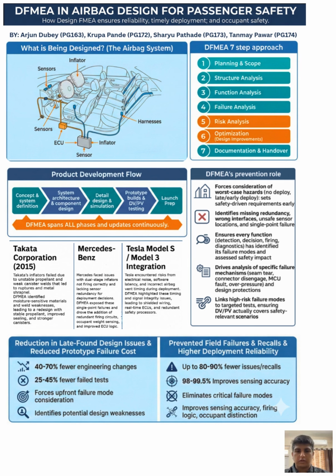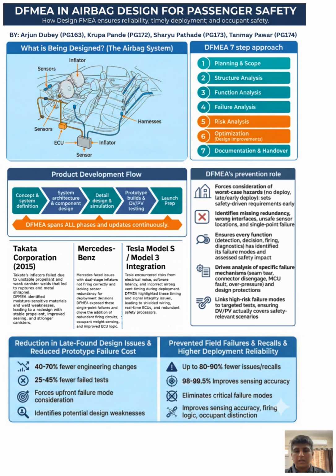Instead of waiting for issues to appear during testing or, worse, in the field, DFMEA helps engineers predict failures before they even happen. It pushes the team to think about worst-case hazards like late deployment, no deployment, or accidental firing, and address them as early as possible in the design phase. It also helps them spot missing redundancies, unsafe sensor positions, and single point failures that could put passengers at risk. Every key function, from detecting a crash to triggering the airbag, is examined for how it might fail and what the safety impact would be. This leads to stronger design controls and better protection against real-world failure mechanisms.